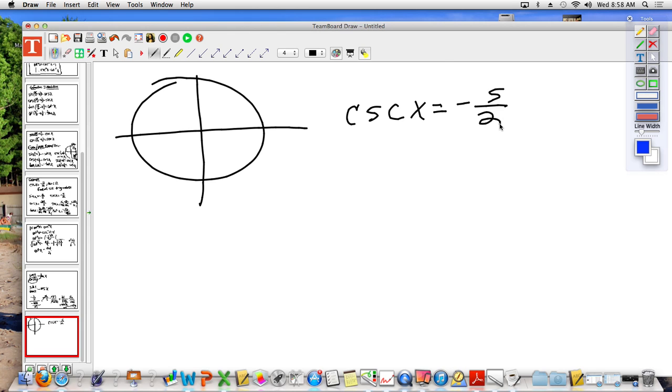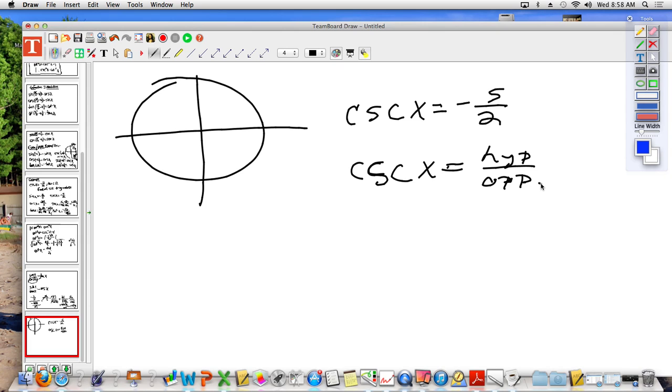The opposite of sine. That's just fine. Cosecant is the reciprocal of sine. Sine is opposite over hypotenuse, so cosecant of x is equal to the hypotenuse over the opposite side. Are you okay with that? Okay, so we just flip the two.